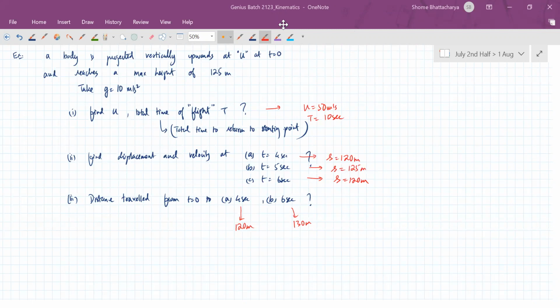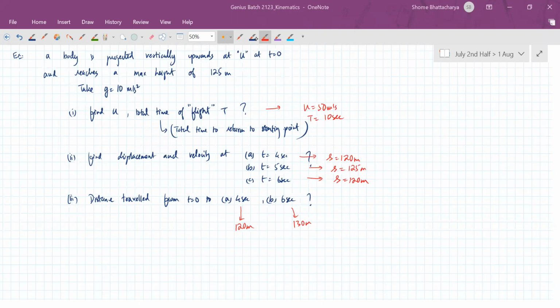Sir, displacement at t is equal to 6 seconds should be minus 5 meters, no? No, because see, displacement, we always consider when we say displacement at a certain time, we mean from 0 to that time. Na? So at 0 where was it? It was at the ground, na? So compared to the ground where it is at 6 seconds, it's at a height of 120 meters. Na? Yes, sir.